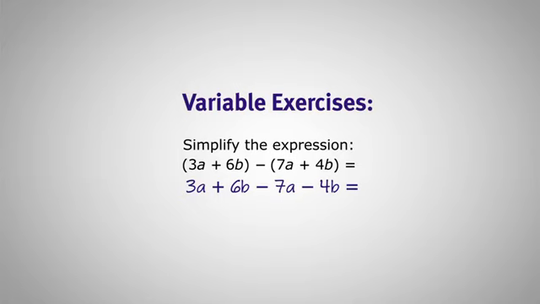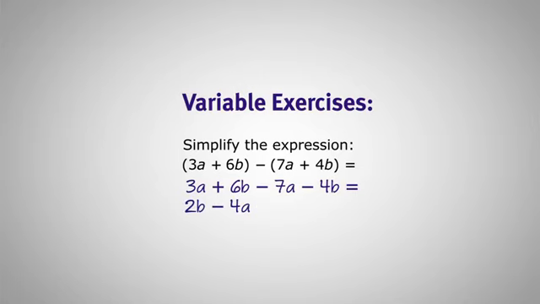Now that we've distributed the subtraction sign, we can go through and again combine like terms. 3a minus 7a is minus 4a, and 6b minus 4b is 2b. So our new expression reads 2b minus 4a.